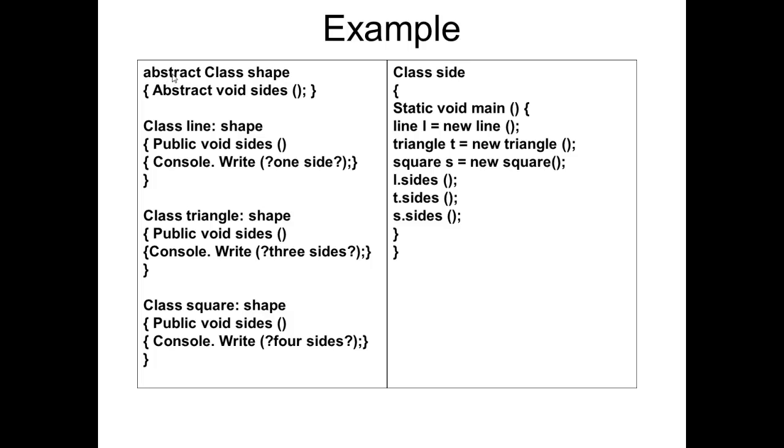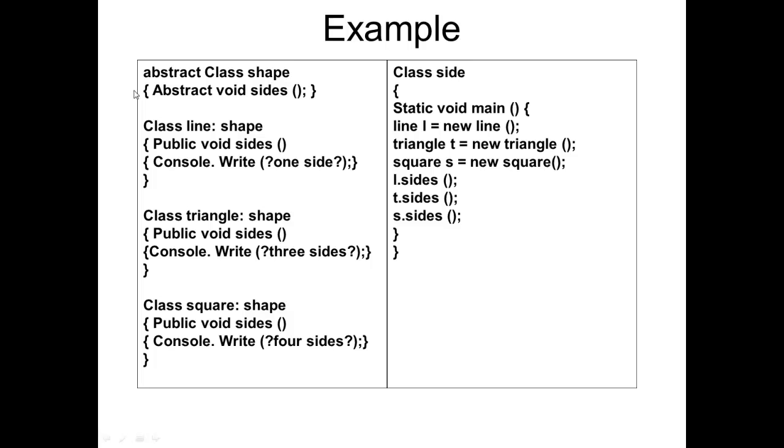So can I write an abstract keyword to a class without having any abstract methods? Yes, you can do that, but then you're just trying to fool someone. So it's allowed, but we should avoid declaring a class as abstract which doesn't have any abstract method.